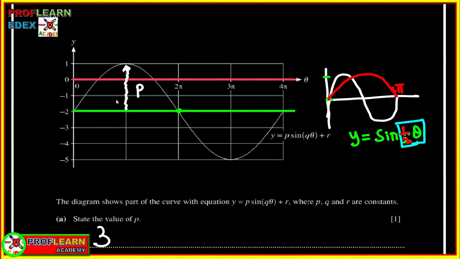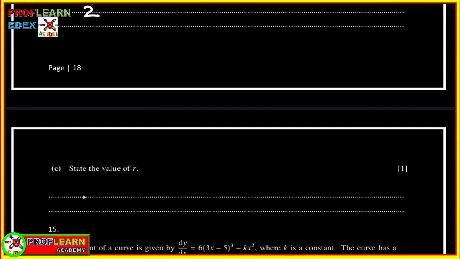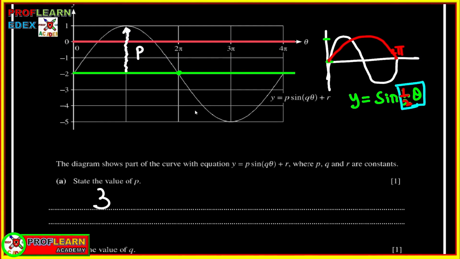a half. The next bit is how many units has the graph been shifted up or down? It has been shifted 2 steps down, so that is negative.